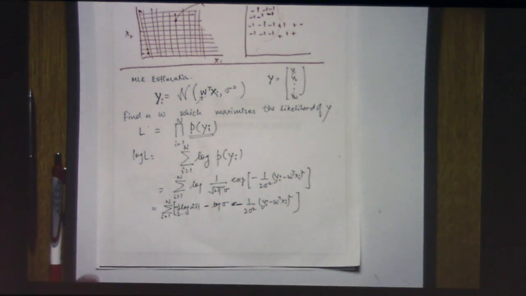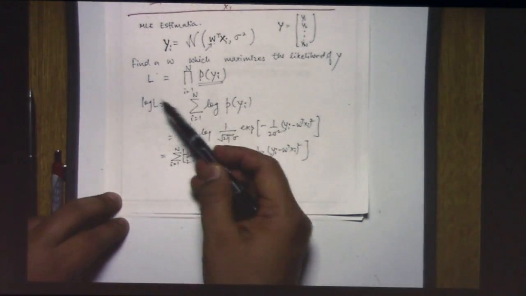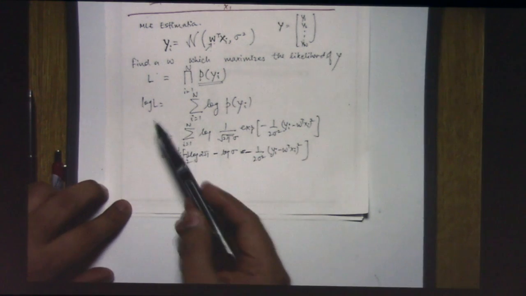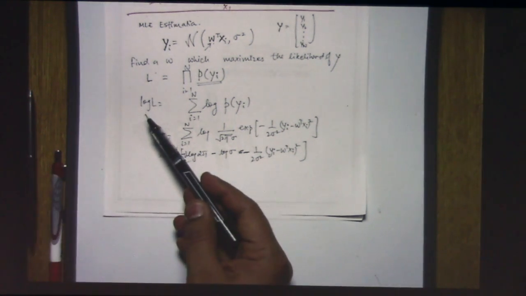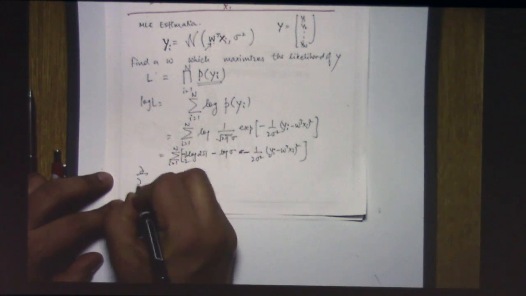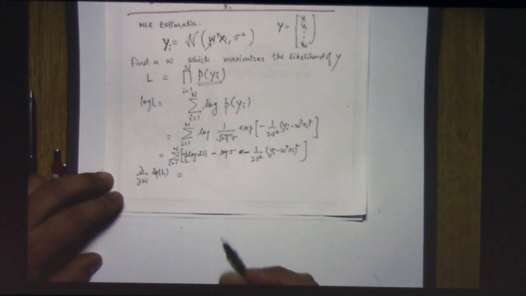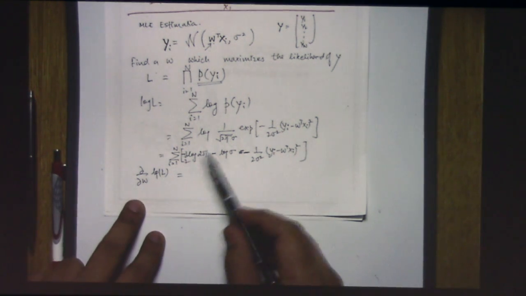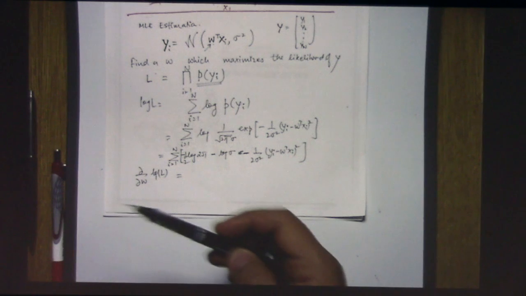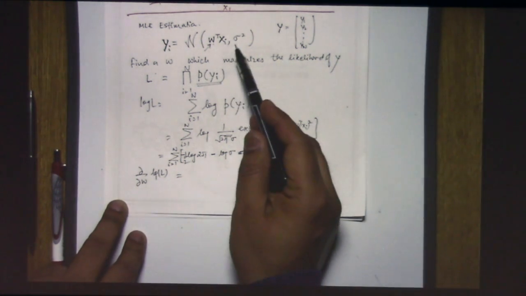Okay, now what we need to do is find the w that maximizes this log likelihood. So we need to take the derivative of this with respect to w, right? So we need to do d by dw of log of L. Now we are going to do two derivatives: first we are going to find w, and then we are going to find sigma square.